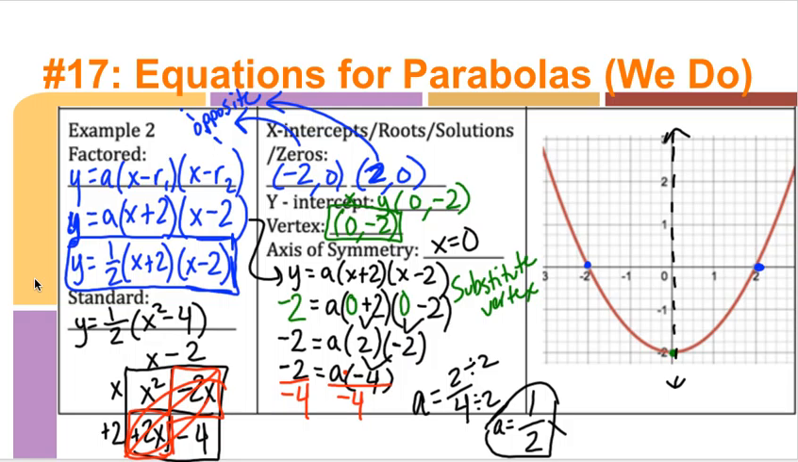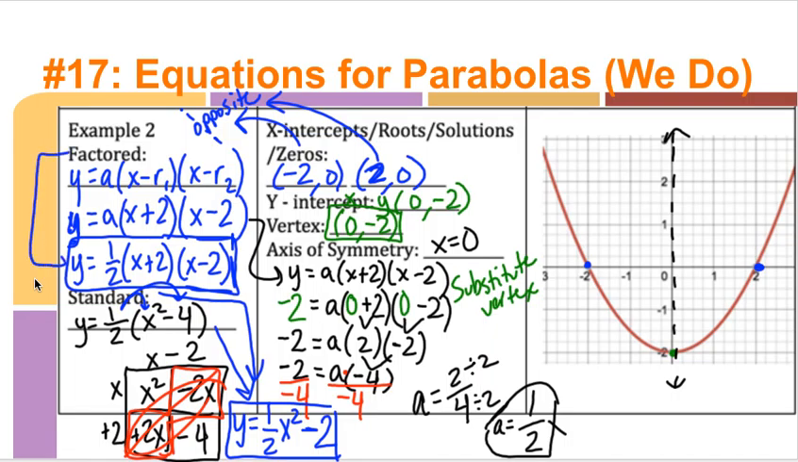Now if my a is not 1, I actually have to distribute, so half times x squared and then half times −4. I'm going to rewrite down here in blue. So y is equal to half times x squared, which is just half of x squared, and half of −4 is −2. So this is my standard form equation, and this is my factored form equation.